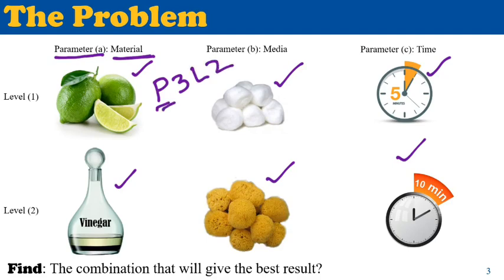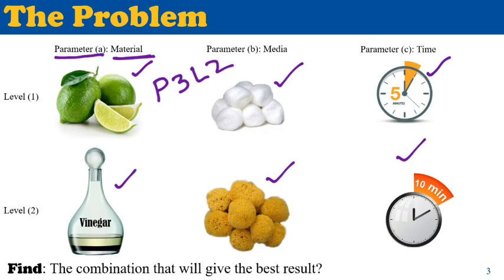So P is the parameter. How many parameters do you have? So 1, 2, 3. And L2 is the level. How many levels of each parameter do you have? Level 1, level 2. The more levels you have, this will go up. The more parameters you have, this will go up. Okay, so this is our problem. This is the simplest problem in Taguchi Design. Our goal is to find the optimum combination of these that will give us the best result of cleaning time.